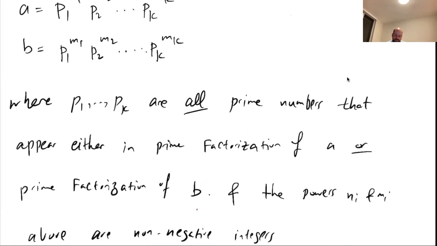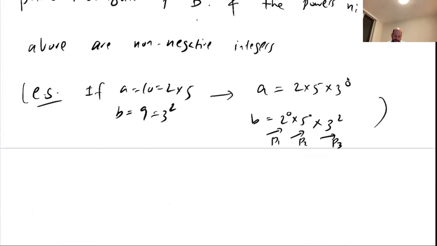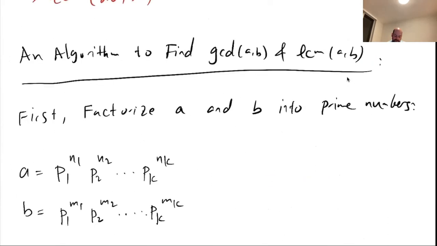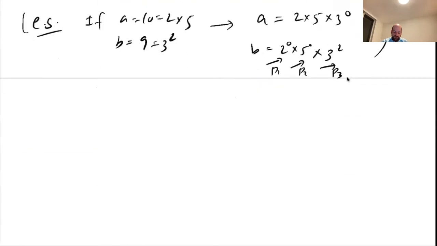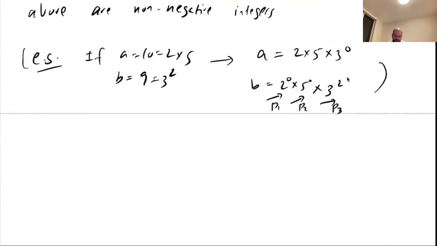Remember, I'm trying to give an algorithm or recipe to find the GCD and LCM of two numbers. The very first thing you should do to find GCD and LCM in this method is to factorize them into prime factors, each one to some power. Then I want to tell you what GCD and LCM would be.